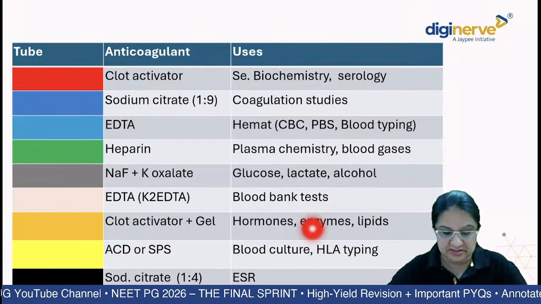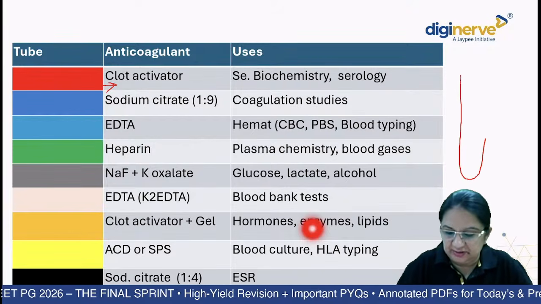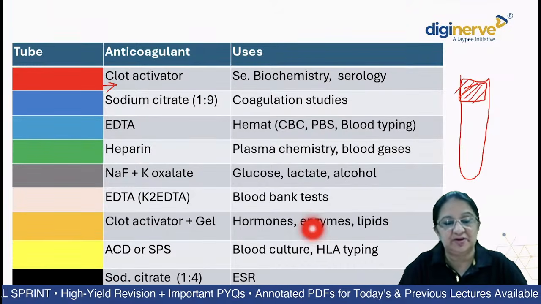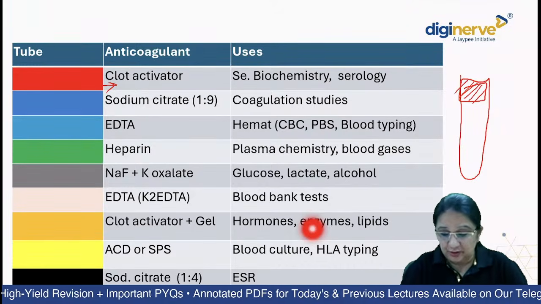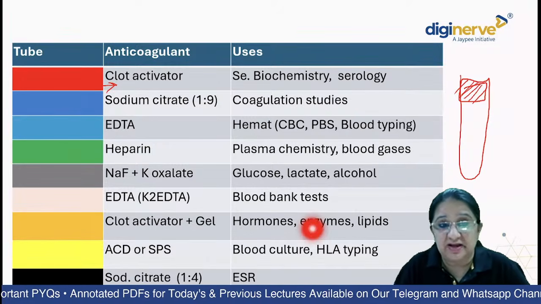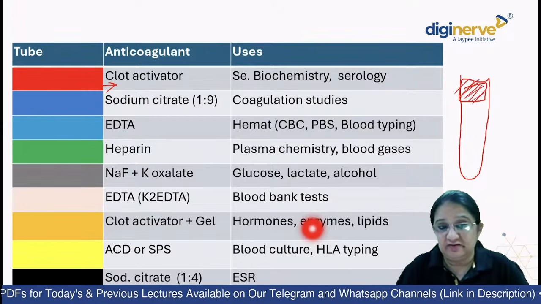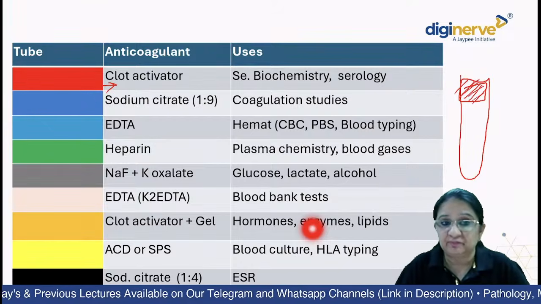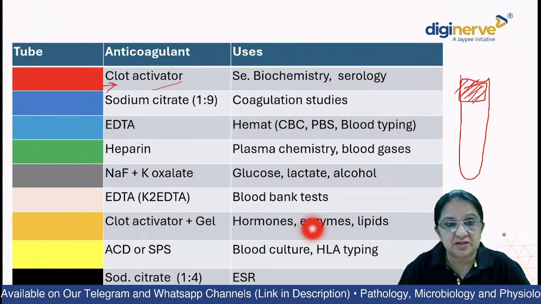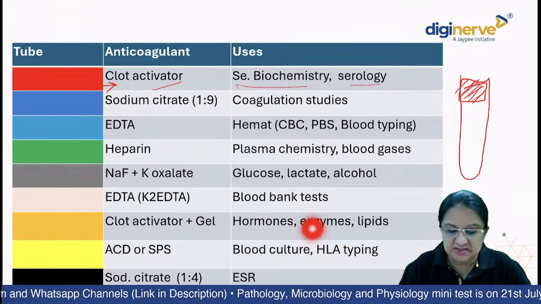On the vacutainers: if you see a vacutainer, it's a glass test tube. All of you who have done your internship must have collected the patient's blood or helped the nursing staff collect the patient's blood. You collect the blood in a vacutainer, a test tube which has a colored top. Every vacutainer will have a different colored top. Red: the anticoagulant is a clot activator, used for serum biochemistry and serology.